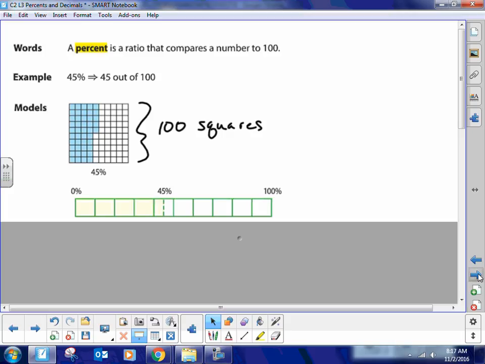And then they got this little bar diagram down here that says 0 to 100%, and you can see where 45 is. If you'll notice, each little square here is 10%, right? So you've got 10 of these little boxes: 1, 2, 3, 4, 5, 6, 7, 8, 9, 10. Okay, good. All right, let's push on.